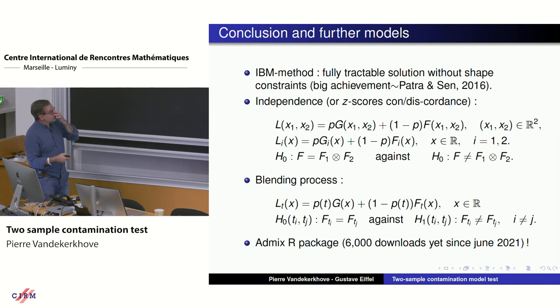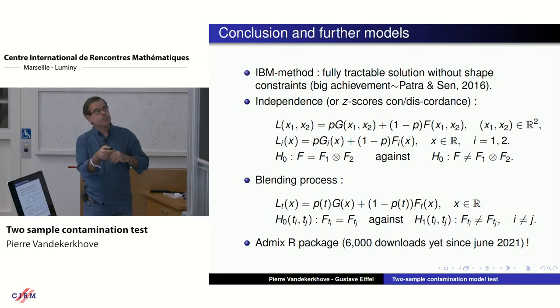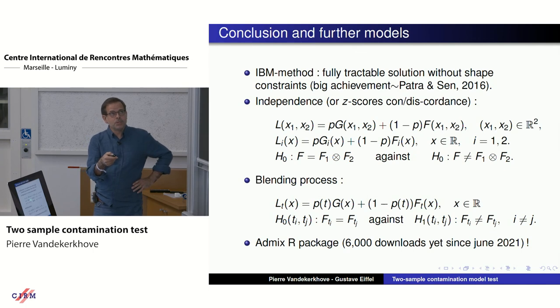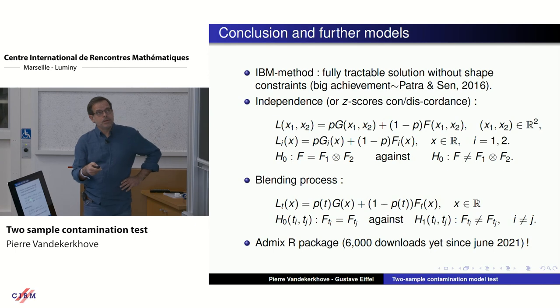Now I would like to go to my conclusion. The IBM approach is interesting because it's a fully tractable solution, and there are no shape constraints, which is a big achievement compared to Patra and Sen. So we can work basically under the same conditions and apply and do a test.